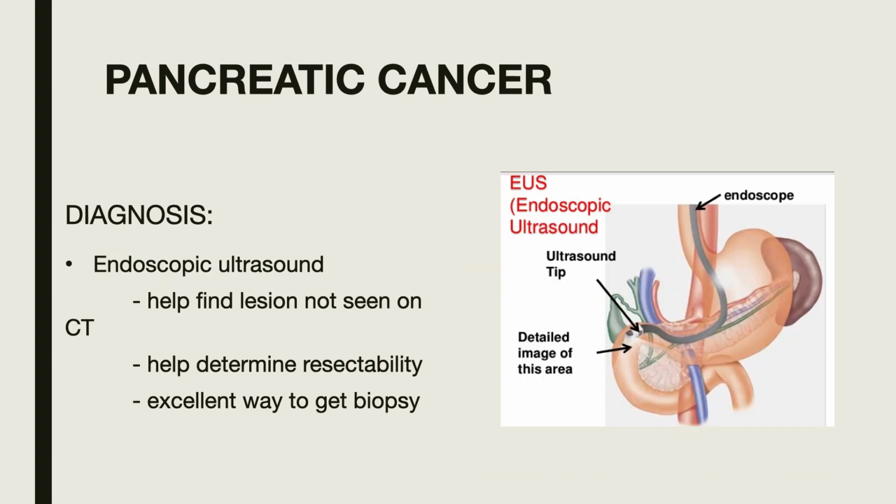Endoscopic ultrasound is helpful in finding lesions which are not seen on CT scan. It will also help determine resectability and is an excellent way to get a biopsy. So this is the endoscopic ultrasound, and the endoscope is inserted through the mouth, and then it goes to the duodenum. This is the ultrasound tip, and it can get a detailed image of this area. So you have the endoscopic ultrasound.